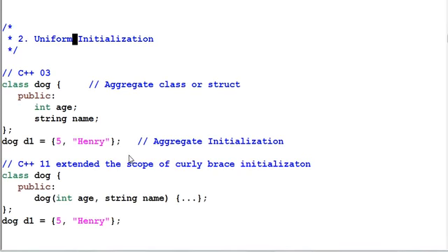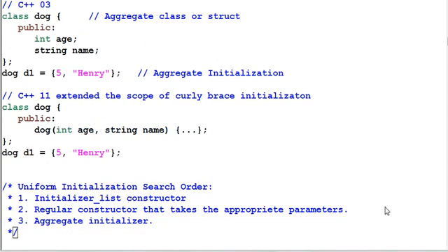However, in the eyes of the compiler, the three kinds of initialization are not seen as equal. They have different priorities. The uniform initialization will take initializer list constructor as its first choice, a regular constructor as a second choice, and aggregate initializer as the last choice.